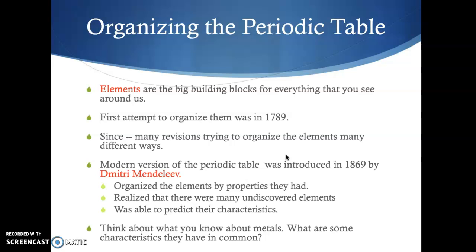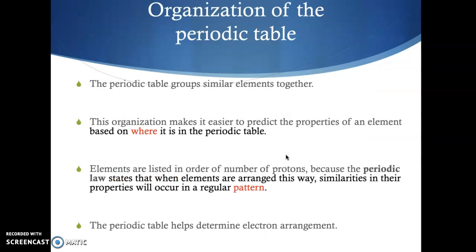So think about metals as an example. What are some of the characteristics they have in common? And maybe you thought shiny or able to conduct electricity or malleable, and that might be true, but metals are also a broader category than what we often give them credit for.